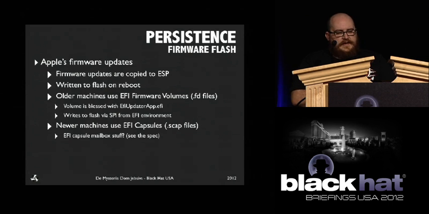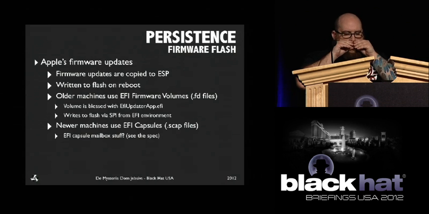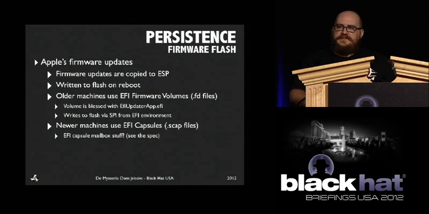So just a little bit about how the firmware update process works. Basically, Apple copies firmware update volumes to the ESP, the EFI system partition, and then they're written to the flash on a reboot. Older machines use a firmware volume that contains the entire new firmware image to write down, and just reblesses the disk with basically what is a shim bootloader, I guess, which is the EFI updater app, which then writes the new flash out when the machine's rebooted, and then it sets the old bootloader back and reboots again.